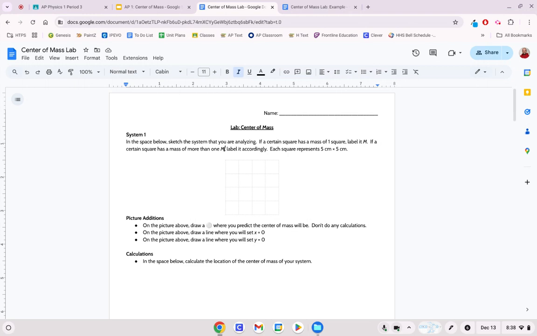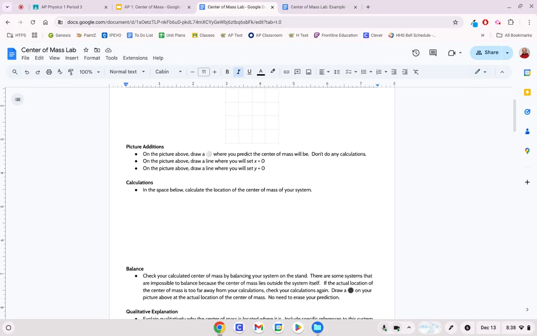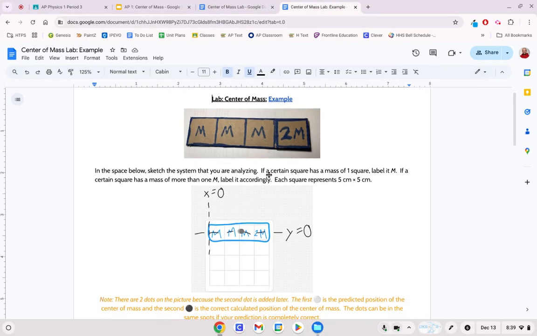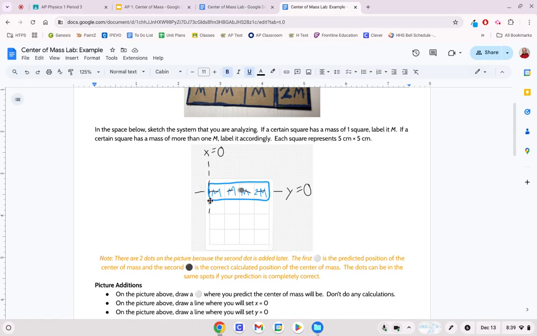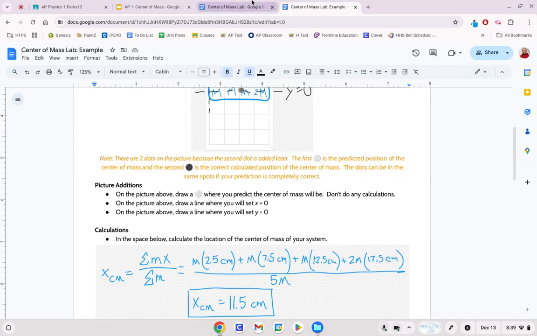So you're going to start by taking a system. You can start with any single one, and you're going to sketch that in this little square below. On there, you're going to draw a little dot where you think the center of mass will be. You can do that just by thinking about it, no calculations necessary. And then you're going to draw a line where you're going to set x equals 0 and y equals 0. I've made an example right here where I'm using this system, and there's a little sketch of my x equals 0 and y equals 0 spot.